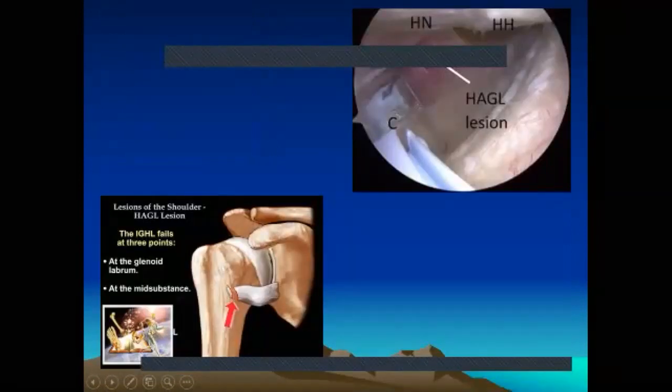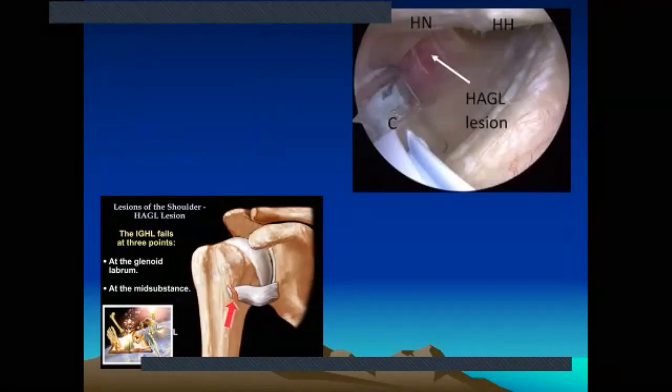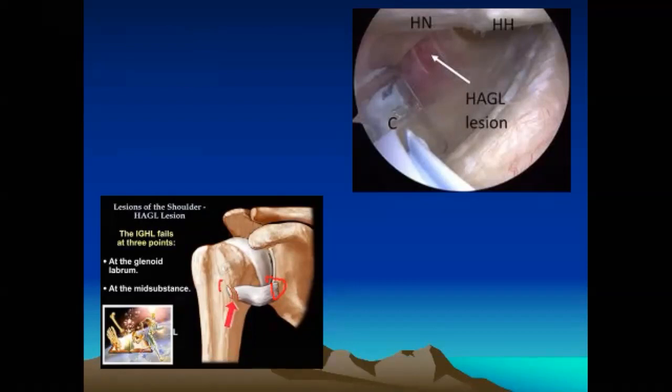As you see here, the HAGL lesion is near the head of the humerus, and this is where the glenoid labrum is fully torn apart. It is the opposite of the place where it normally happens. Here is where the Bankart lesion normally happens, whereas the HAGL lesion happens over here. It can even happen in the mid-substance, here or here. So any place it can happen.